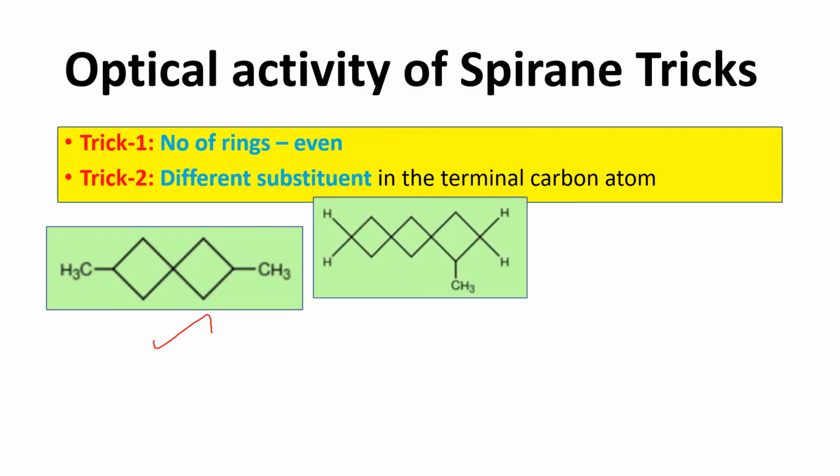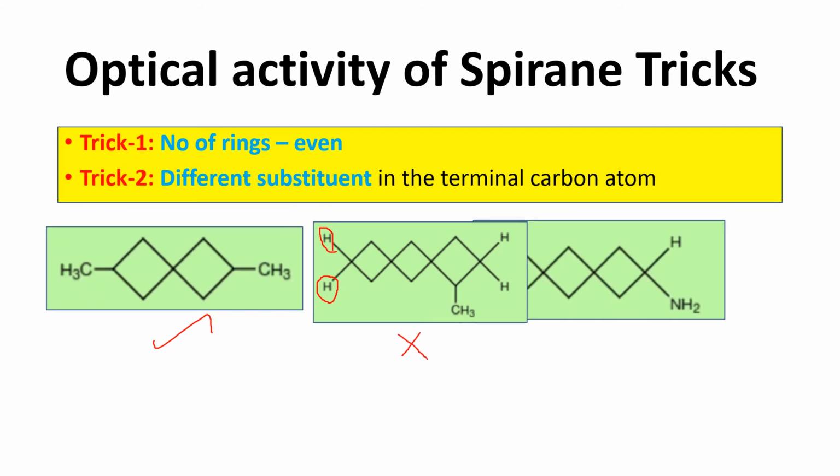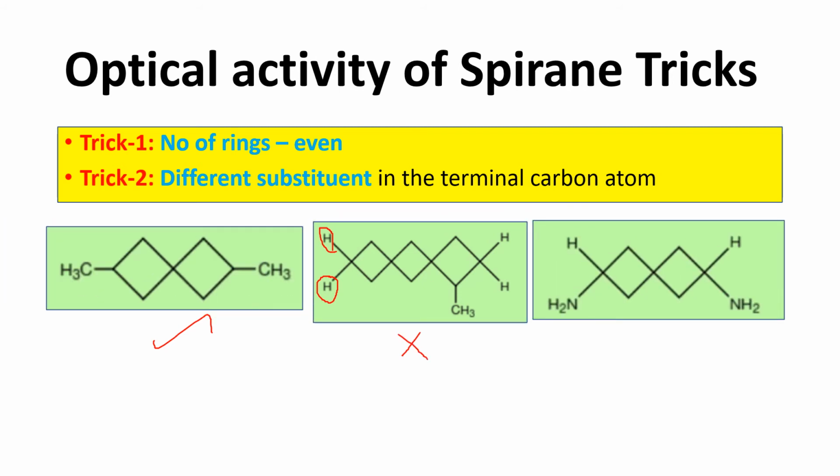And what about the other one? See here, 1, 2, 3. Three rings are there, an odd number of rings. And the two substituents in this case are the same. So this is optically inactive. And the next one, see here, 1, 2, an even number of rings, and the substituents are different. So what is that? Optically active. This is the way we need to see the optical activity of spirenes. These are the two tricks which you need to keep in your mind.